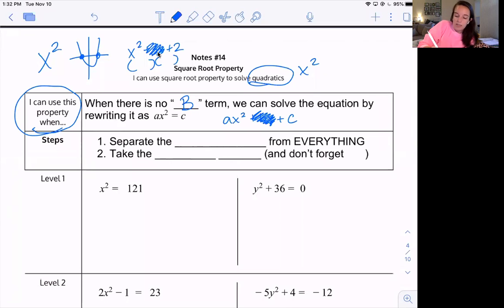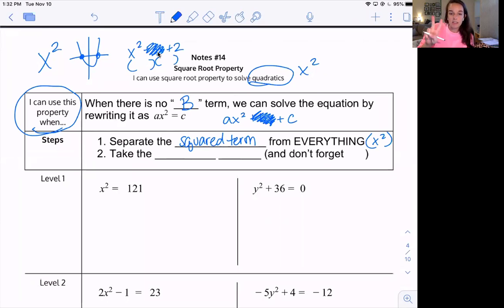The first one is to separate the squared term. So that's the ax squared. I'm going to separate that from everything. I want to get x squared by itself.